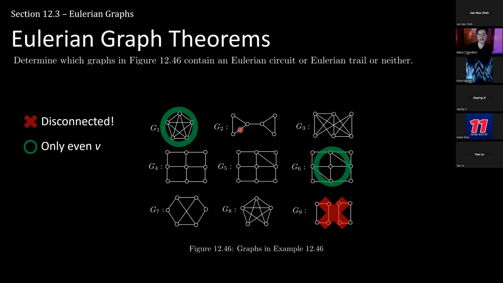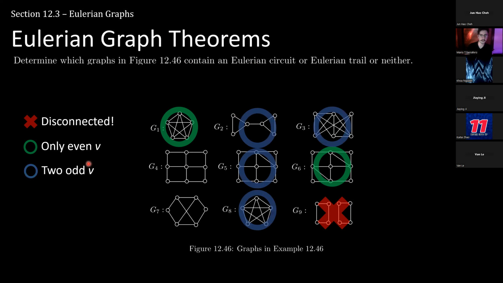And then let's look at the ones to our left. So Andy, you said G2. In G2, it actually does work because we only have 2 odd vertices. If you look at these, they have degree 2, degree 2, degree 2, degree 2, but these have degree 3, degree 3. So there's only 2 odd vertices.